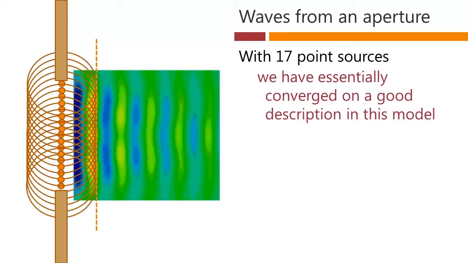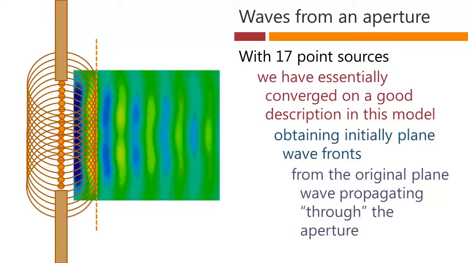And there's no point in putting in more sources here, at least on the level of the graphics that we have. It doesn't make any more difference. So we've essentially converged in a good description in this model. And we're obtaining our initially plane wave fronts, at least here, as if the wave was propagating through the aperture.